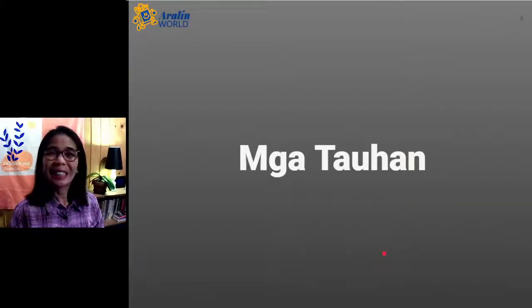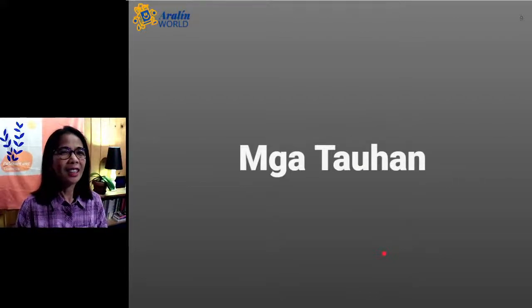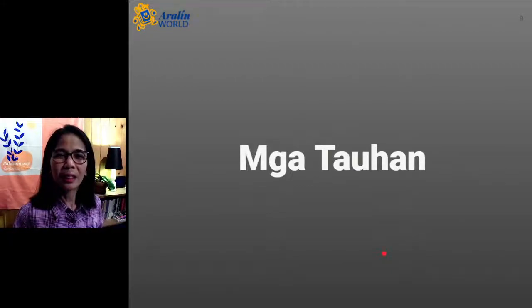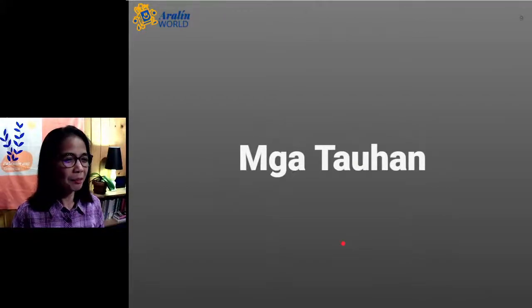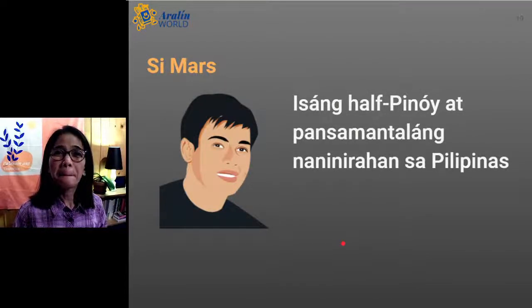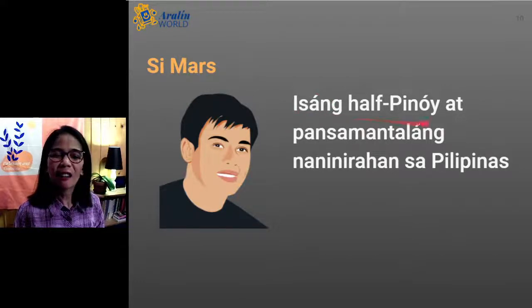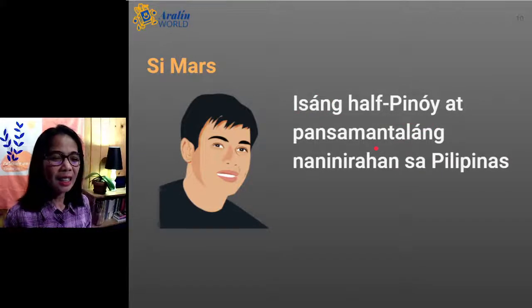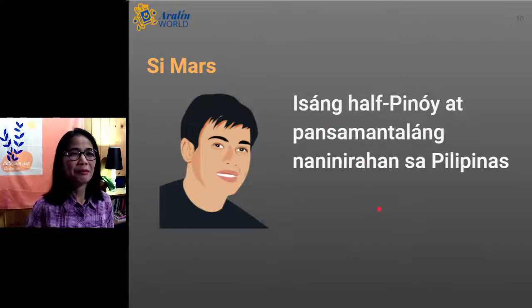Okay? And mga tauhan, yes? And if you have been following me for a while now, you notice that I changed the format a little bit. Okay? Let me introduce to you mga tauhan. In other words, mga tauhan means characters. Characters of the story. So first we have Mars. Mars is our first and the main character of this series. And si Mars ay isang half-Pinoy at pansamantalang naninirahan sa Pilipinas. In English, Mars is a half-Pinoy and temporarily staying in the Philippines.